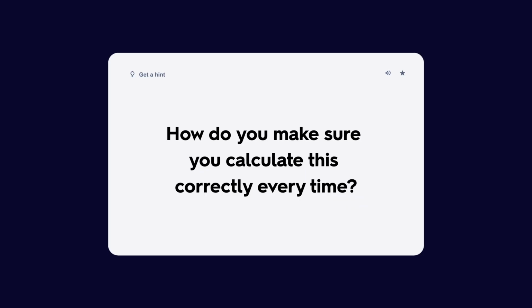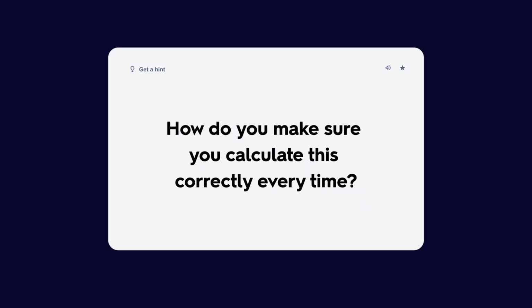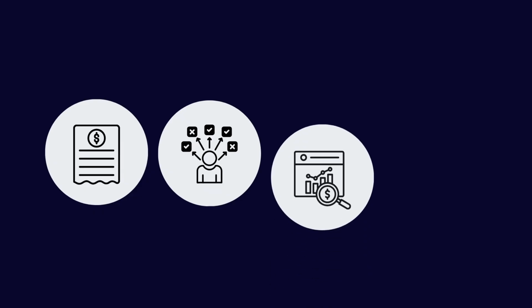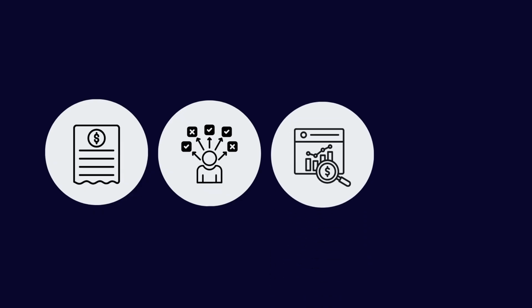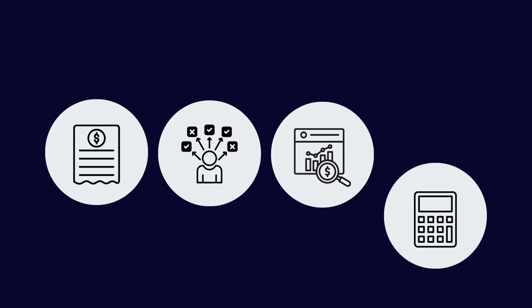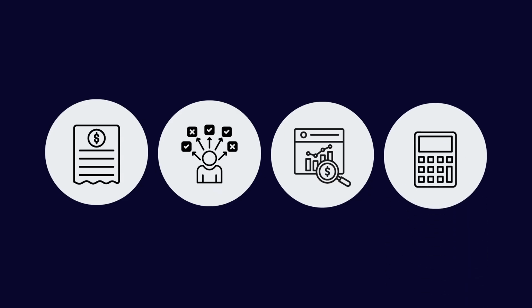So how do you make sure you calculate this correctly every time? Here is a reliable method. First, list all dollar payments. Second, identify your next best alternative. Third, estimate the value of what you gave up. Fourth, add explicit and implicit amounts to calculate total economic cost. Each step ensures you account for both what you pay and what you give up.